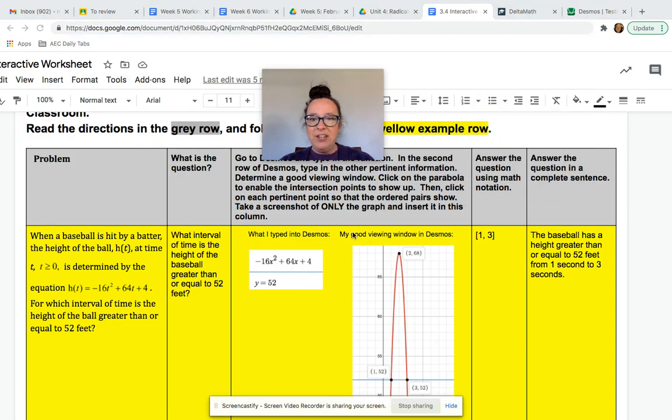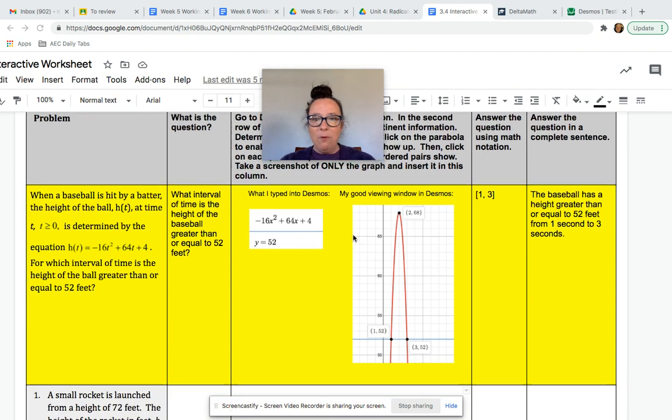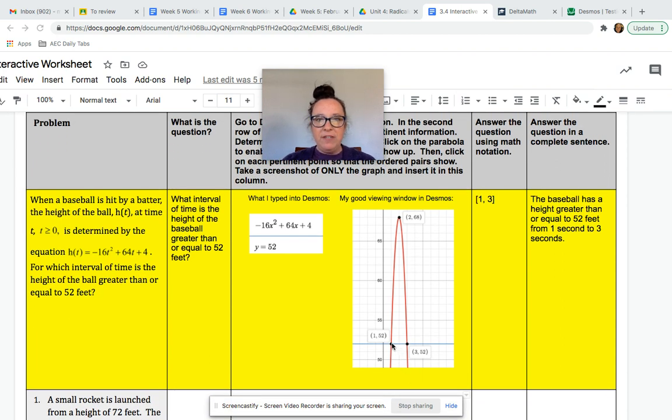So I've got that information, and now the question. Well, what interval does that happen where it's above 52 feet, or at 52 feet? And it's between 1 and 3 inclusive because it has an equal to on it. So that's the answer in math notation. And then what's the answer in a complete sentence? The baseball has a height greater than or equal to 52 feet from 1 second to 3 seconds.